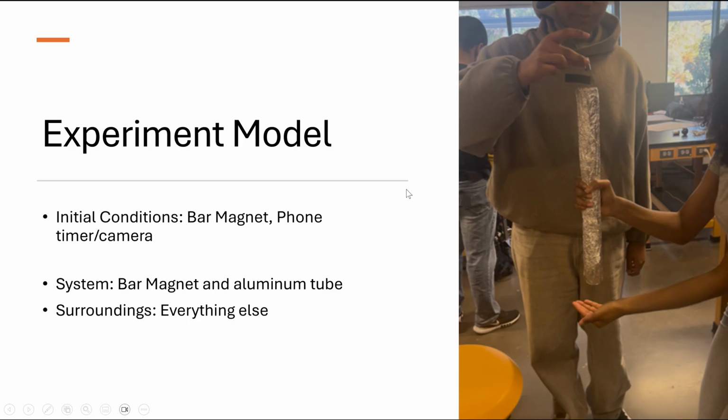So this is our experiment model. The initial conditions are the bar magnet, of course, and the phone, which we used to take the video of the magnet falling through. The system is the bar magnet and the aluminum tube, and the surroundings is everything else.